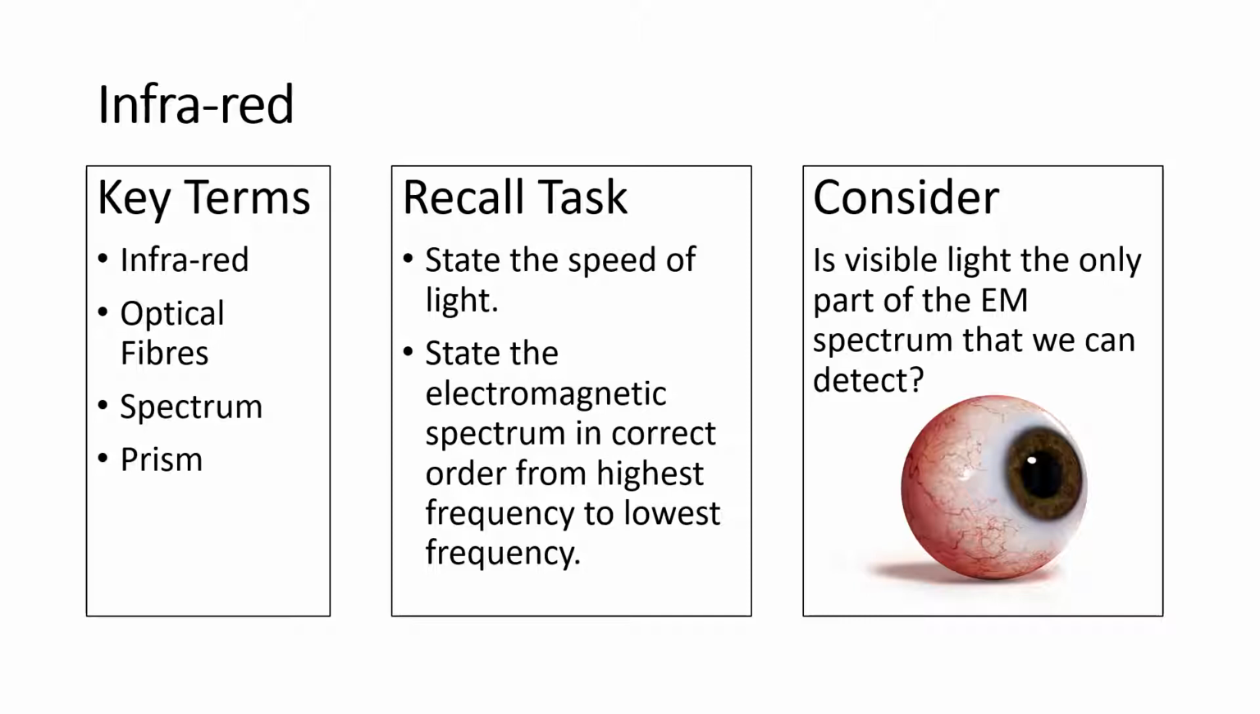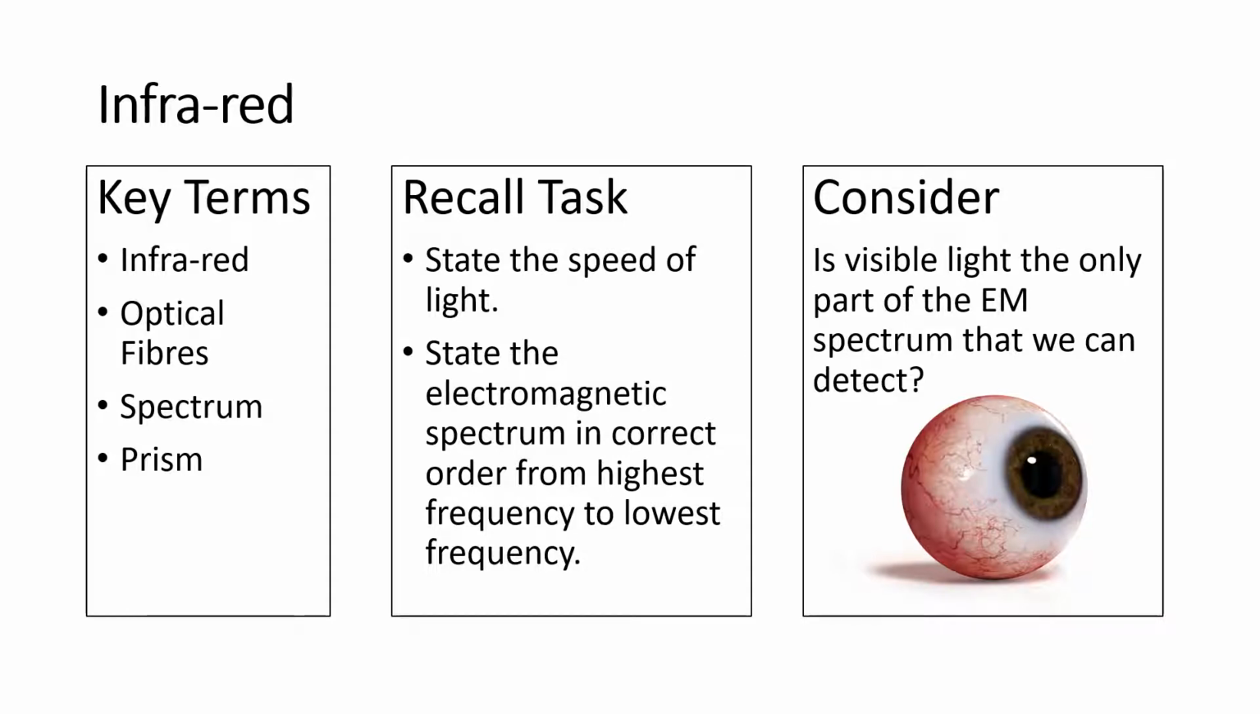So I'd like you to start with your recall tasks. State the speed of light and state the electromagnetic spectrum in correct order from highest frequency to lowest frequency. And consider, is visible light the only part of the electromagnetic spectrum that we can detect? Pause the video at any point you need to write down notes.